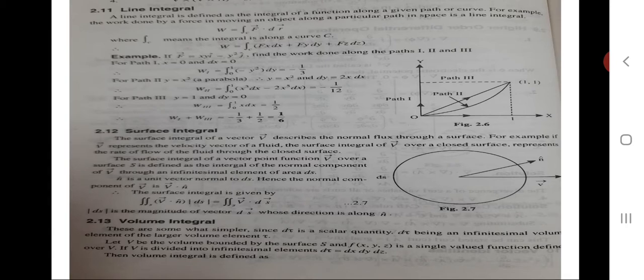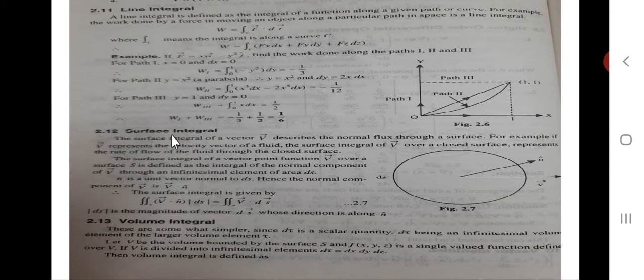And for path third, y is equal to 1 and dy is equal to 0. Therefore work done is equal to integration from 0 to 1 of x dx, which is equal to half. Therefore work done first plus work done third is equal to minus 1 by 3 plus 1 by 2, which is equal to 1 by 6.